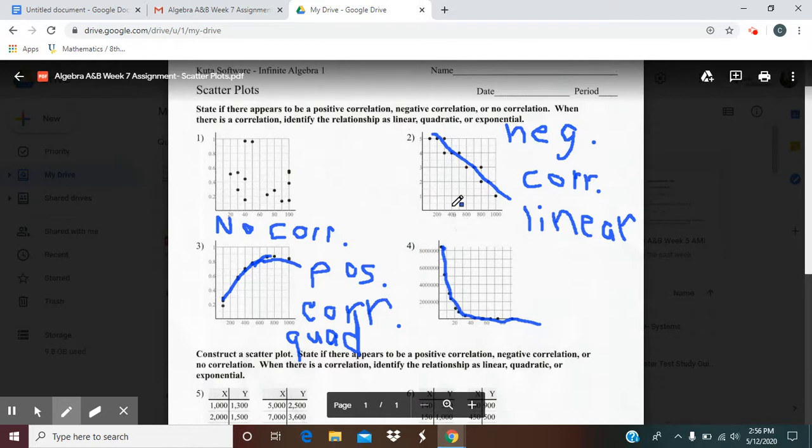But I also need to decide what type of correlation it is. It starts high and it ends lower, so it's trending in a negative direction. So I would say this is negative correlation. And then once again, we identify the relationship as exponential. Right, EXP for exponential.